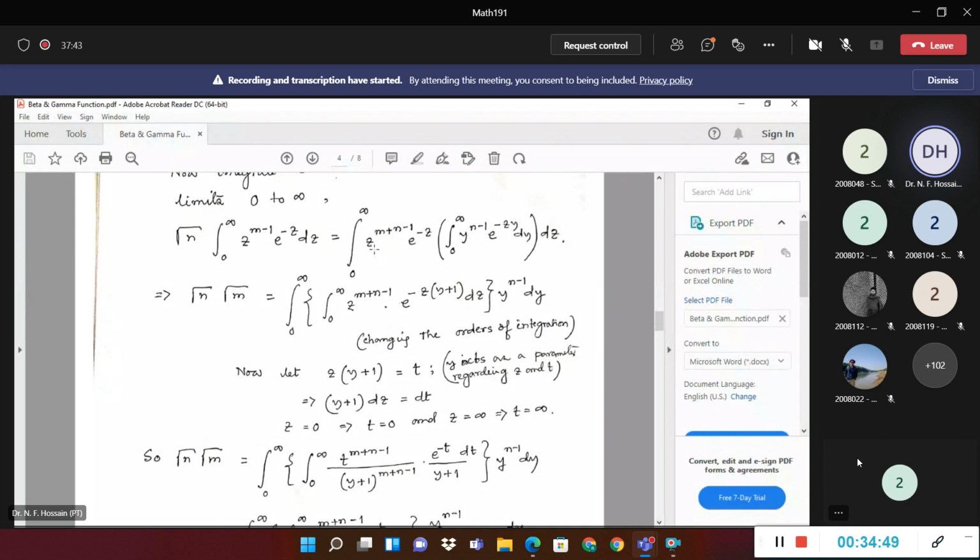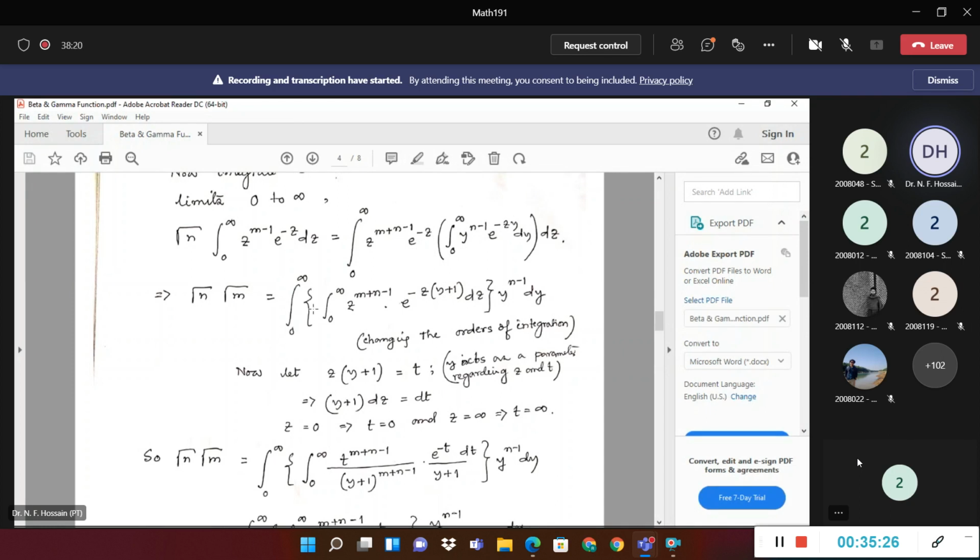So what terms are remaining here under this integral with respect to z? Z to the power m plus n minus 1 into e to the power z, and there is another function here, e to the power minus zy, which contains z. So this should be taken under this integration. So there are two terms actually, e to the power minus z into e to the power minus zy, and you can combine them. It will be e to the power minus z minus zy. Now taking minus z common, it will be e to the power minus z into y plus 1 then dz.